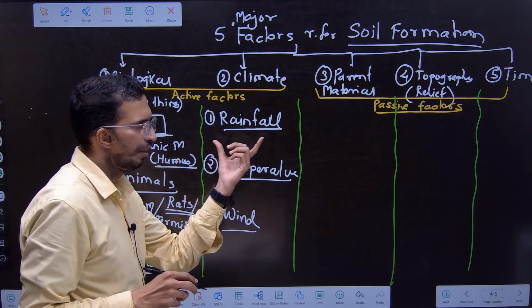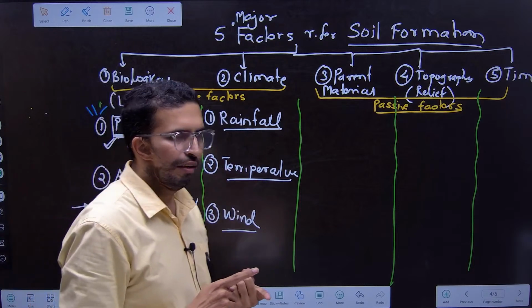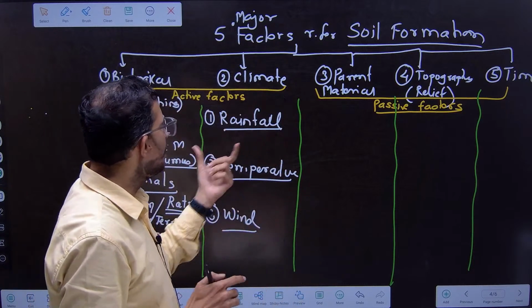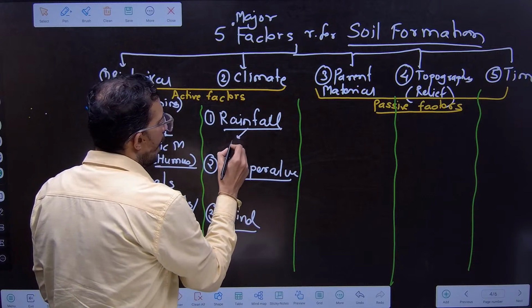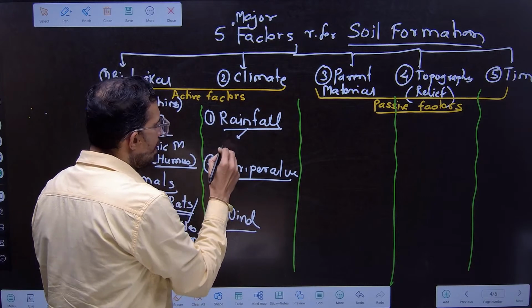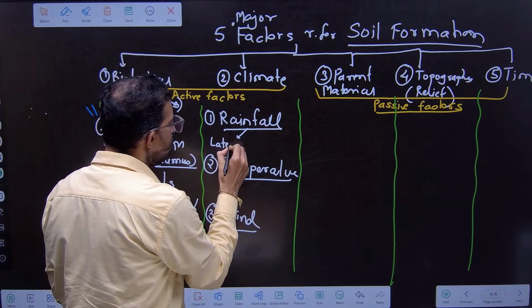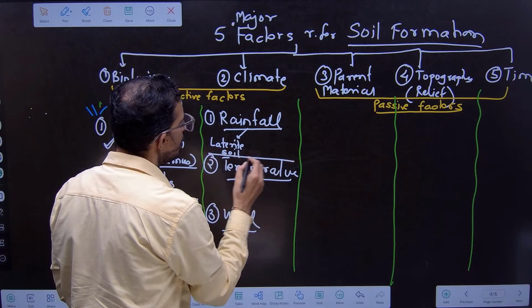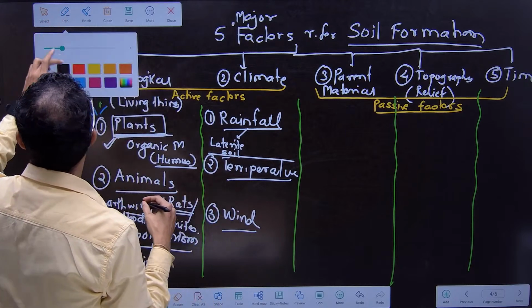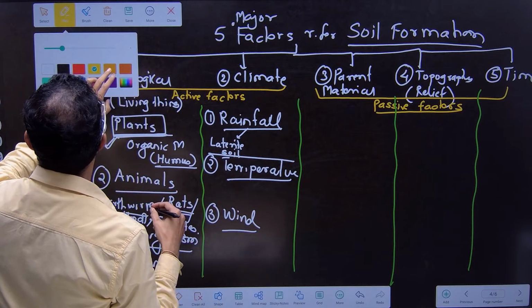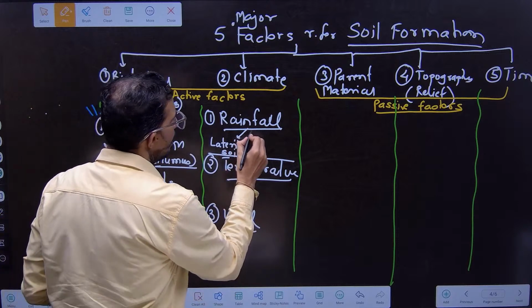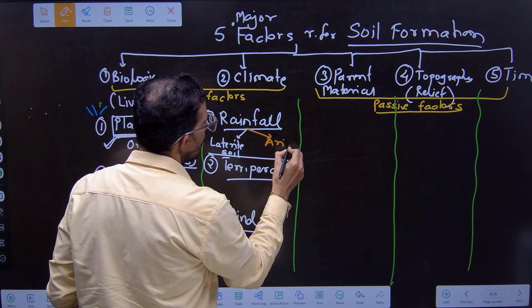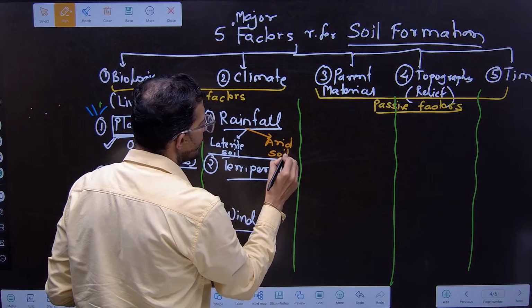Rainfall, can you guess the rainfall area? Higher rainfall and temperature, there is a formation of the laterite soil that we are going to study. Just for the time being, write down. Then lower rainfall, arid soil in Rajasthan.